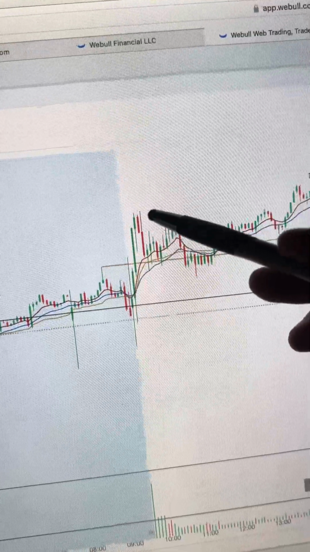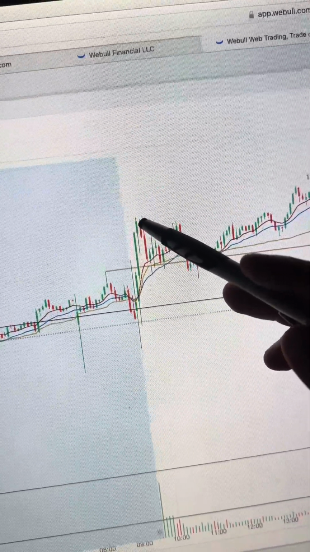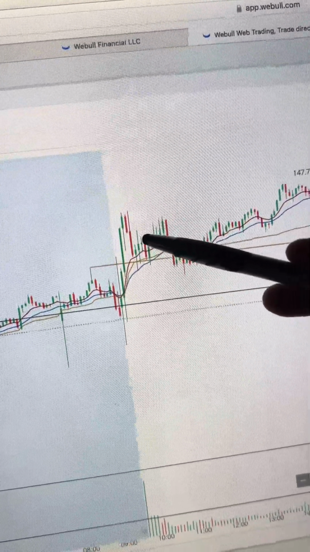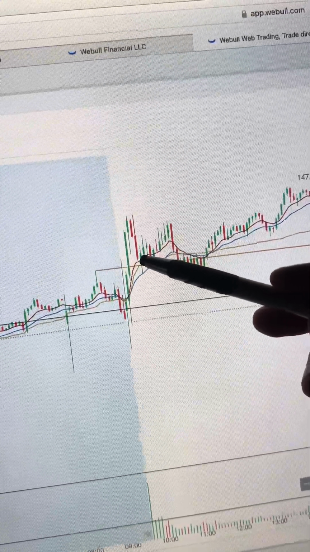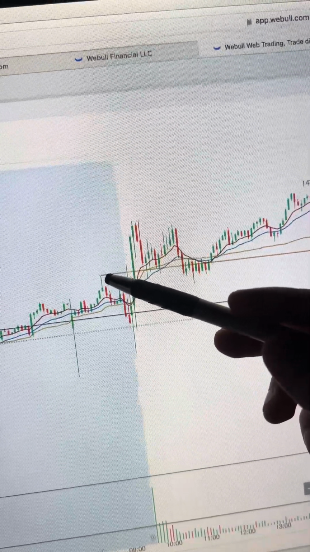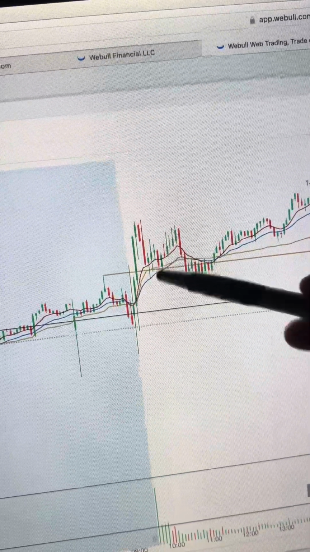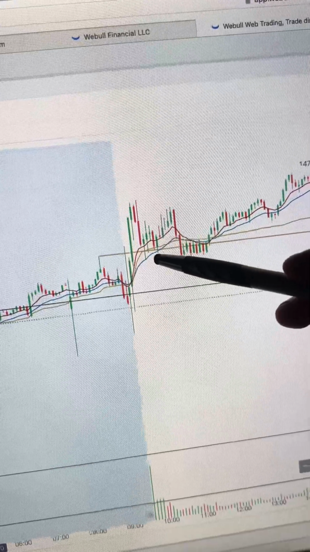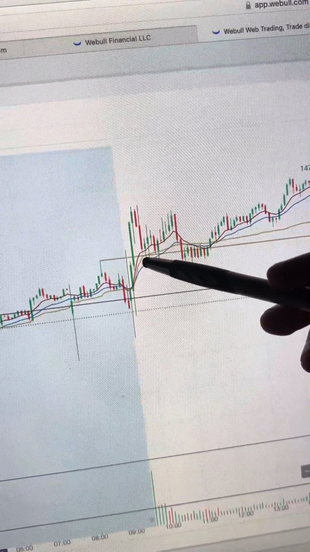I was positive for about 2 or 3%. Unfortunately, at that 147 zone, it started rejecting and coming back down. Then I noticed it was starting to retest the 9 EMA. The 9 EMA is above the pre-market high, so I added to my position here on the 9 EMA for rejection. As you can see, the gold line here is the VWAP, and this here is the 20 EMA. It was rejecting those zones, so I held position.